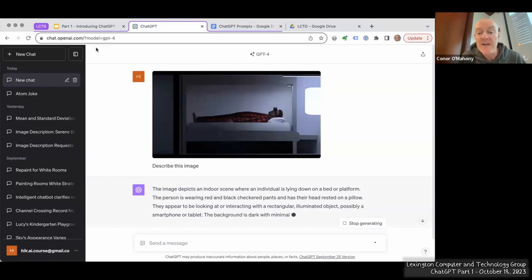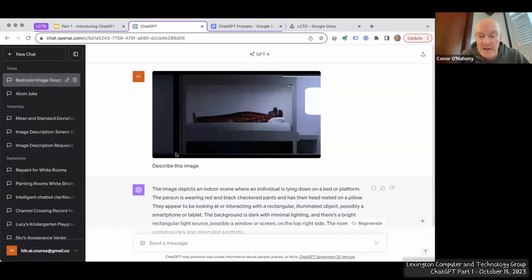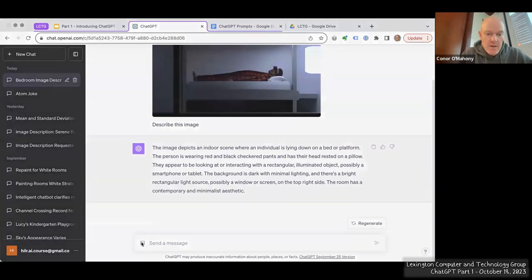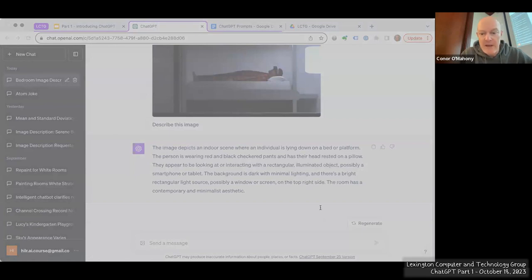So the image depicts an indoor scene where an individual is lying down on a bed or platform. The person is wearing red and black checkered pants and has their head rested on a pillow. They appear to be looking at or interacting with a rectangular illuminated object, possibly a smartphone or tablet. The background is dark with minimal lighting. There's a bright rectangular light source, possibly a window screen, on the top right side. The room has a contemporary and minimalist aesthetic. Whoa. So that's figuring out what's in an image. That's pretty interesting. Let's give it a graph now.